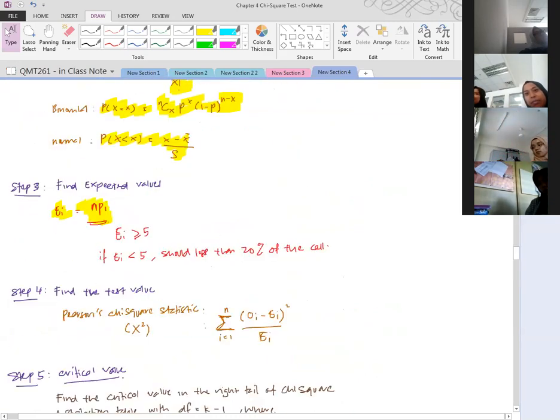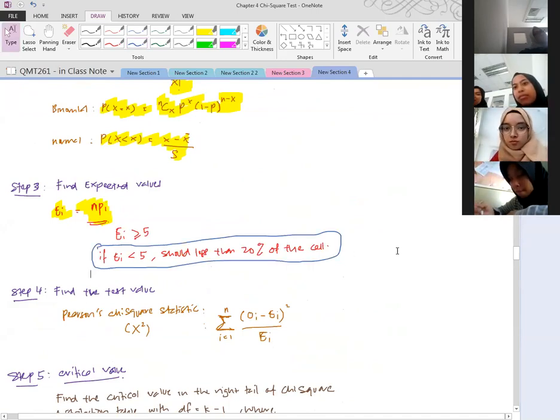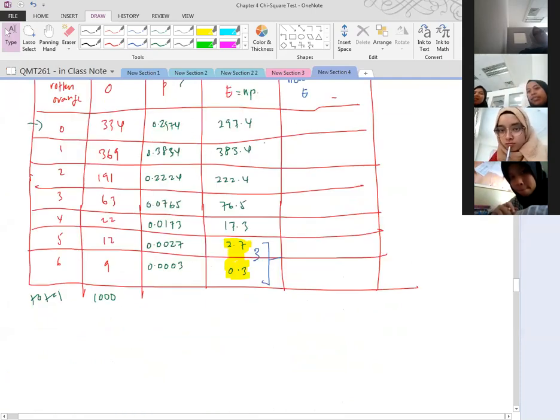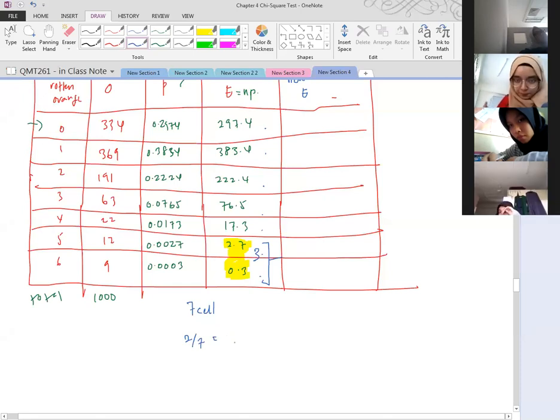Wait, yeah, this one. If the expected frequency is less than 5, it should be in less than 20% of the cells, right? It means that now we have 1, 2, 3, 4, 5, 6, 7 cells, right? So now 2 out of 7 are less than 5. It becomes 28.57%, which is more than 20%, right?